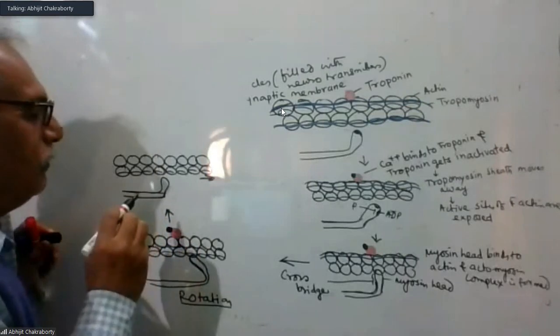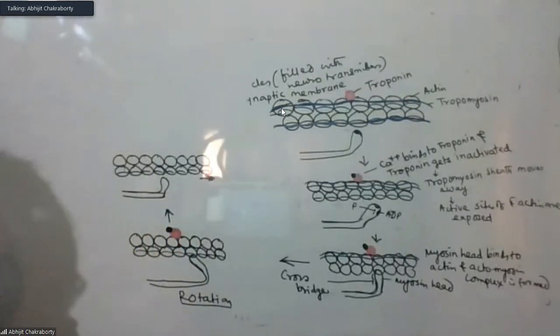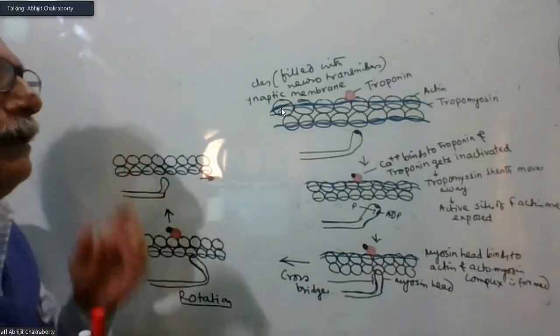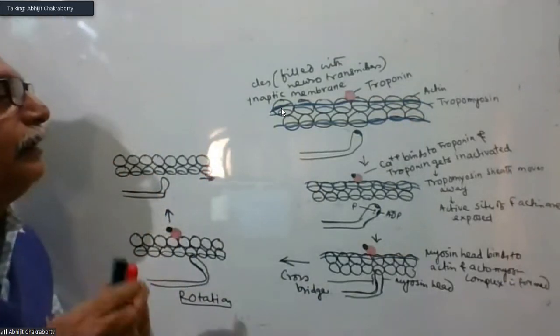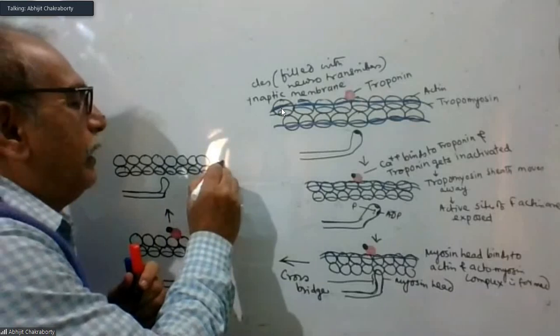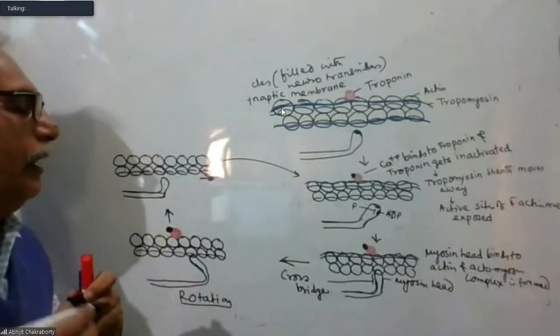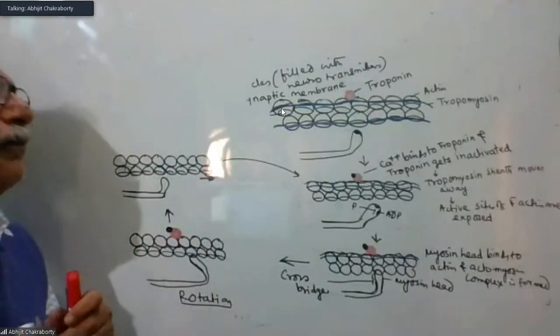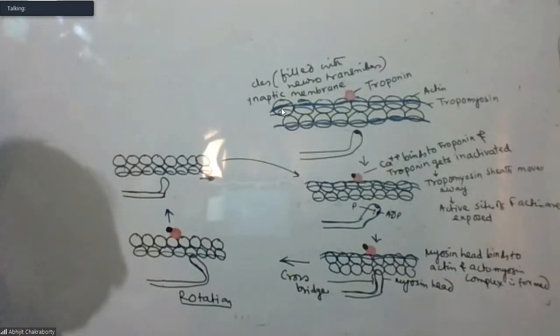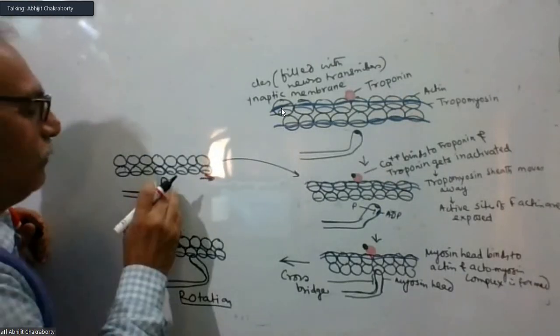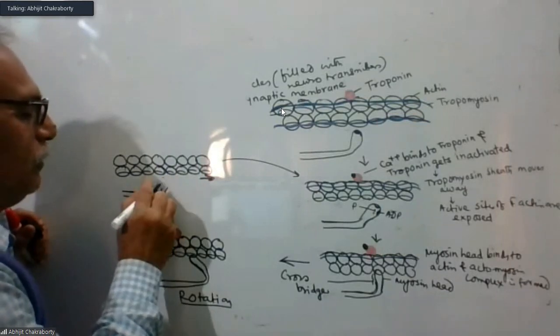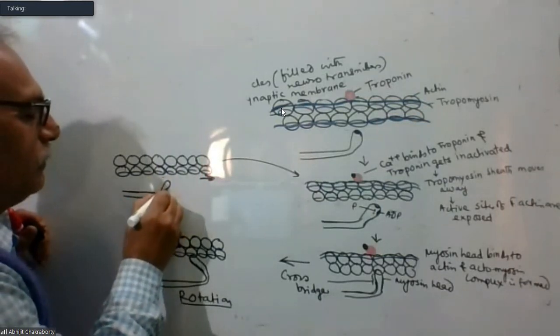Are you getting me now? Yes, sir. New actin in front of it, and again it binds to it similarly, like this, and eventually the process goes on. Clear? It is pivoted, in the form of pivotation. You can draw it like this, pivoted.